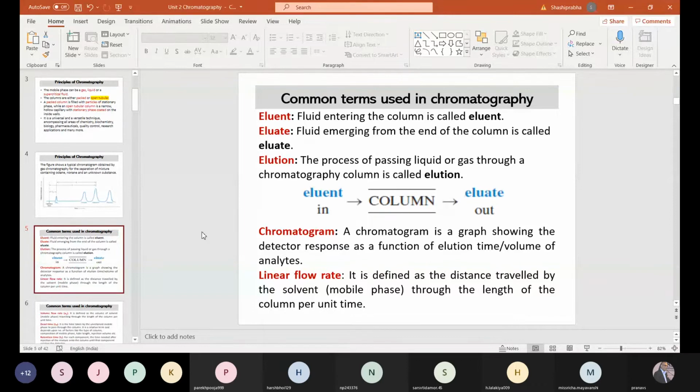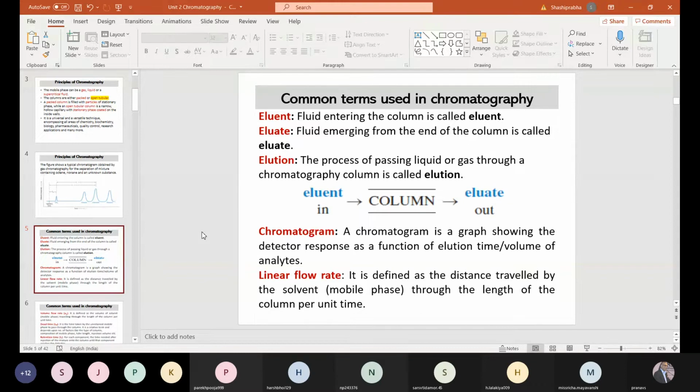And chromatogram, which we just saw, a chromatogram is a graph showing the detector response as a function of elution time or volume of analytes. जो हमने अभी एक फिगर देखा. Any chromatogram from any chromatographic technique will give us the detector response on the vertical axis with respect to elution time of your analyte. कितने समय में निकलता है वो, या कितने वॉल्यूम लेके निकलता है of analytes. So that is a chromatogram.